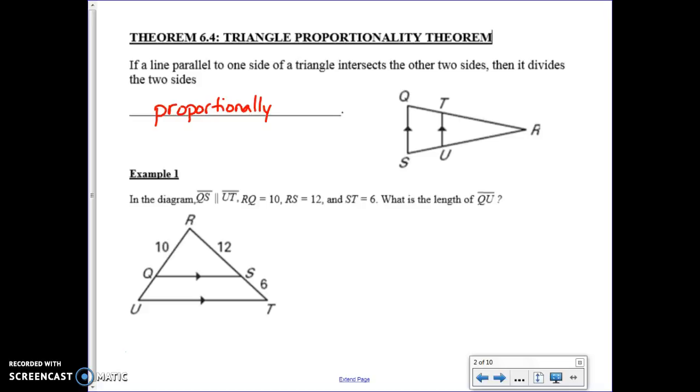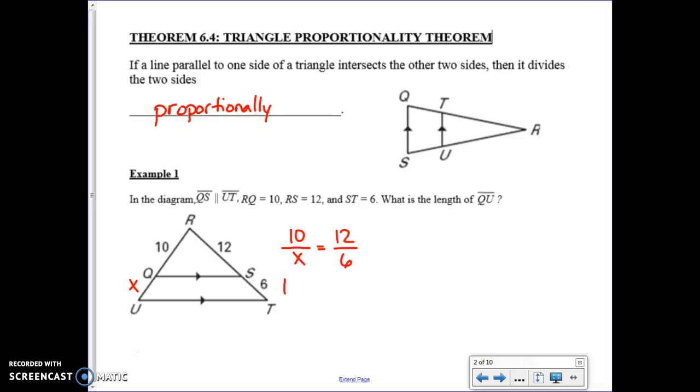So if it's dividing proportionally, basically what this is saying is that we can divide out the pieces of the big triangle when we see those parallel lines there. So 10 and X match up from the left-hand side of the triangle, and 12 and 6 match up from the right-hand side of the triangle. From there, we can cross multiply and find our answer to X, which is the length of QU.